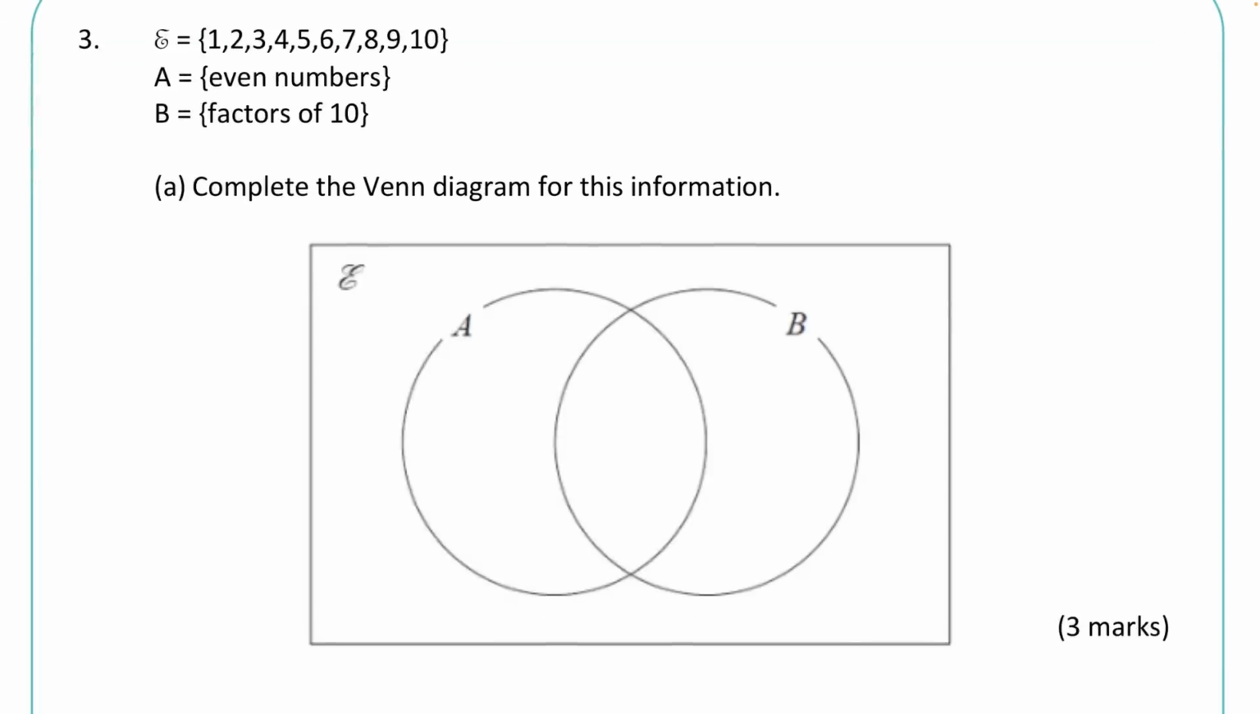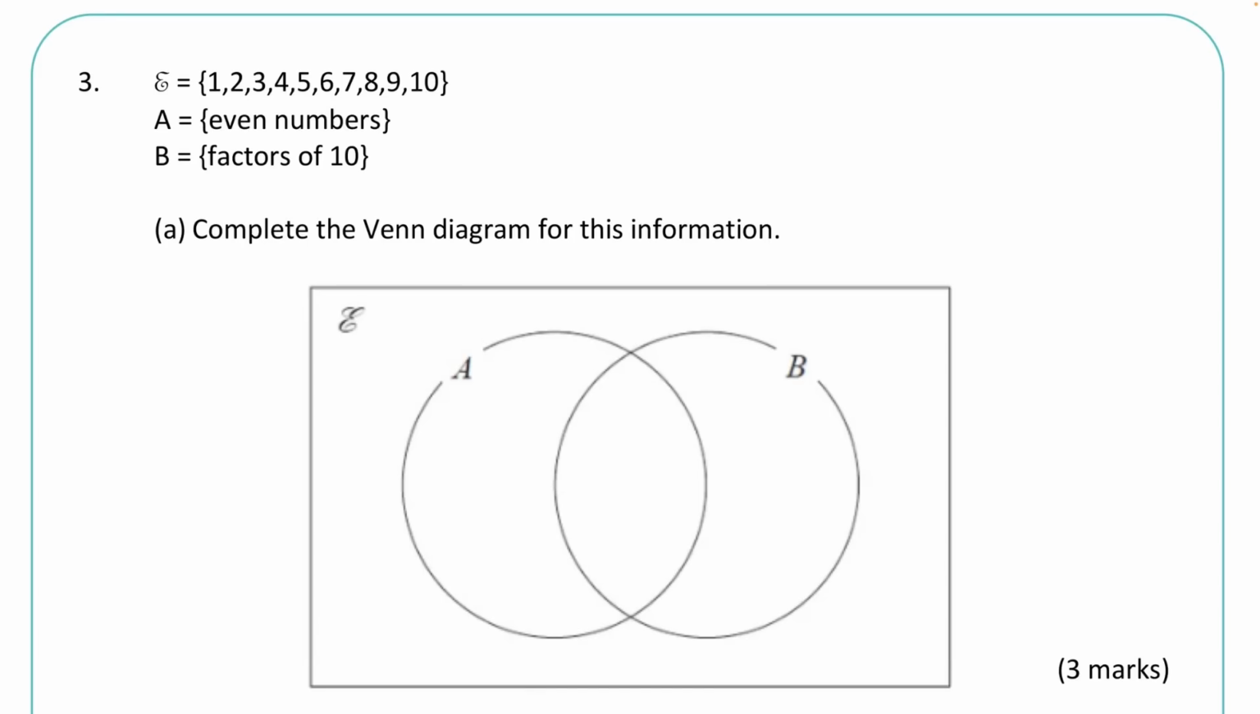Question 3, we're looking at a Venn diagram. Now it says the only numbers we're allowed to use here are from 1 to 10. A is the even numbers, B is the factors of 10, but only from that list that's given to us. So the even numbers in that list, we have 2, 4, 6, 8 and 10. And the factors of 10, we've got 1, 2, 5 and 10.